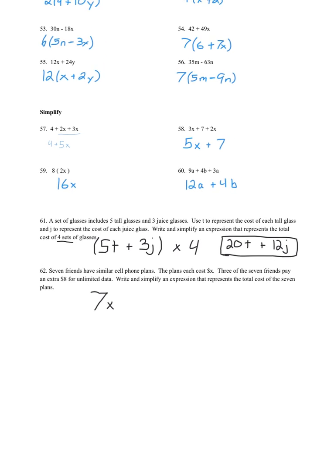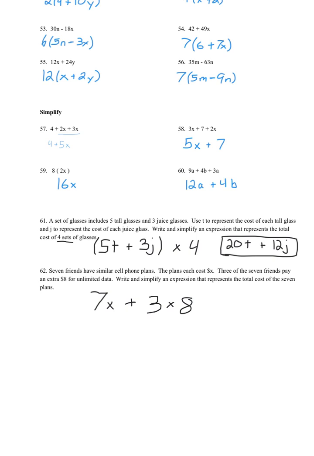So that is a partial cost of the plan, but then we have 3 of the 7 friends paying an extra $8 for unlimited data. So we're going to put a plus sign because we still have more to add to the plan. And then we're going to add our 3 friends paying $8. So that's going to be represented by 3 times 8. So our non-simplified expression is going to be 7x plus 3 times 8.